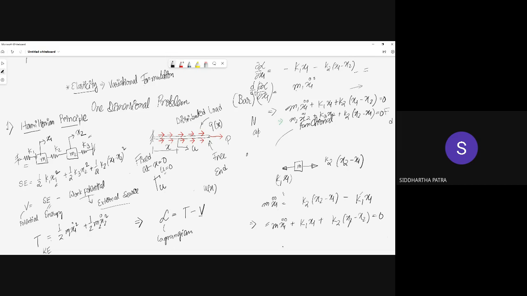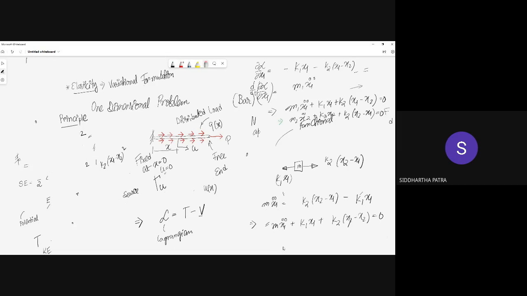At this point I would also introduce that we have seen this Hamiltonian principle works pretty well with this three spring and two mass system. But I'll also extend the idea that this works pretty well for our bar problem as well.